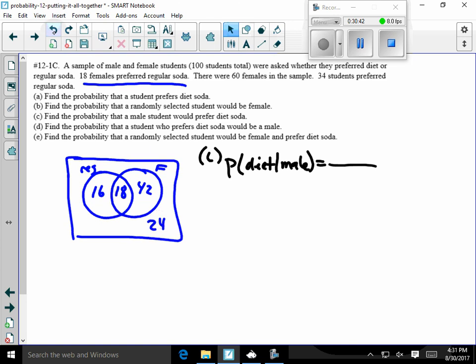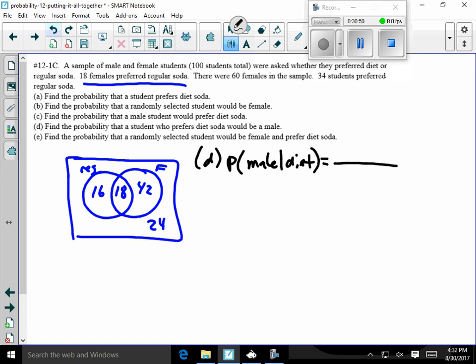Okay, that's that problem. Let's look at part D. For part D, we're finding the probability that a student who prefers diet soda, that's the condition, is a male. So the probability that they're male given that they prefer diet. So in this case, again, it's a conditional probability, so we're not going to talk about the entire sample space. We're only going to talk about the people that are liking diet. So that's going to be everything outside of the regular circle.